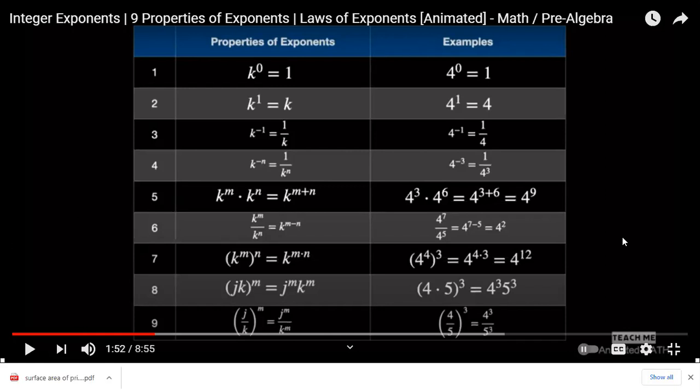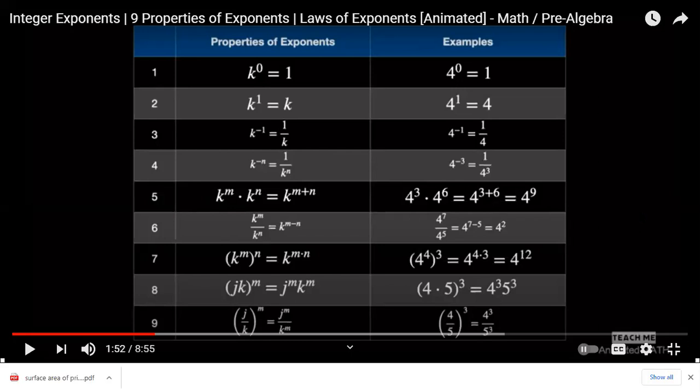Property number 4. K to the power of -n. You have a negative exponent, and n is the number. You can replace it by 5, 400, a million, whatever. But once you have a number with a negative exponent, to make it positive, you have to transfer it to the denominator. Then 4 to the power of -3 will be equal to 1 over 4 to the power of 3.